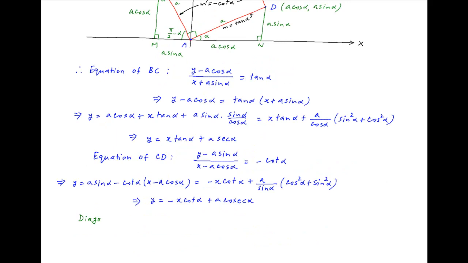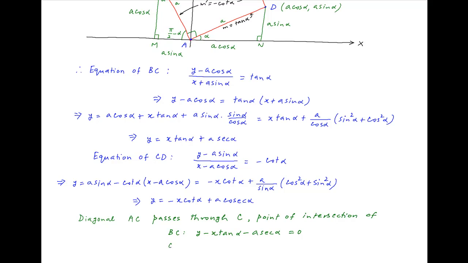Now note that the diagonal AC passes through the point of intersection of the lines BC and CD. The equation of the line BC as determined above is y minus x tan alpha minus a sec alpha is equal to 0. And the equation of the side CD as determined above is y plus x cot alpha minus a cosec alpha is equal to 0.